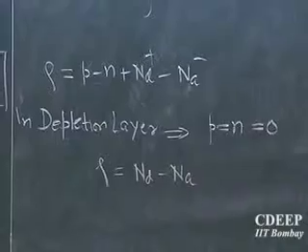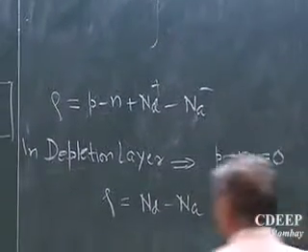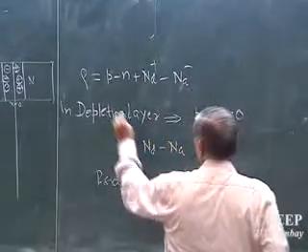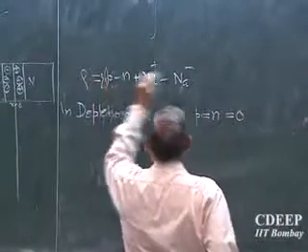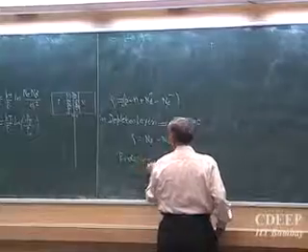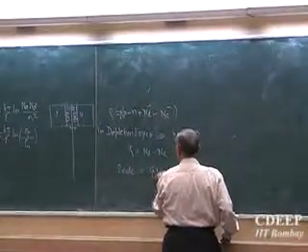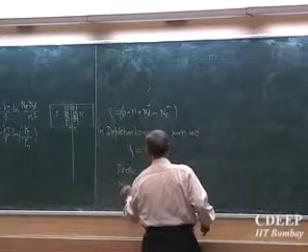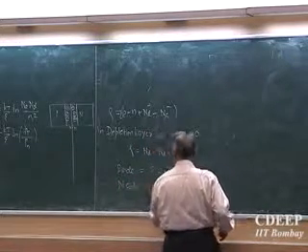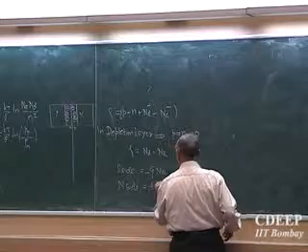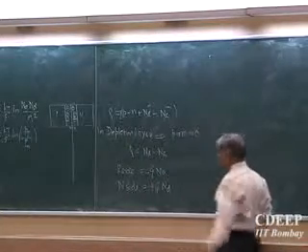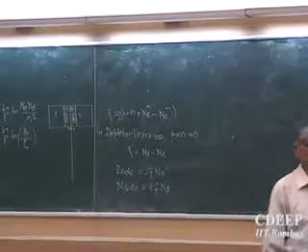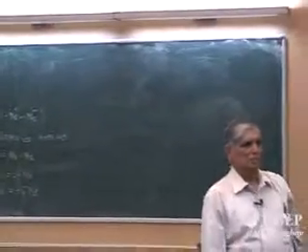Therefore rho is q times Nd minus Na, where of course it is assumed that everything is ionized. On the P side I will have charge density minus q Na. On the N side I will have charge density plus q Nd. This is what we did yesterday.